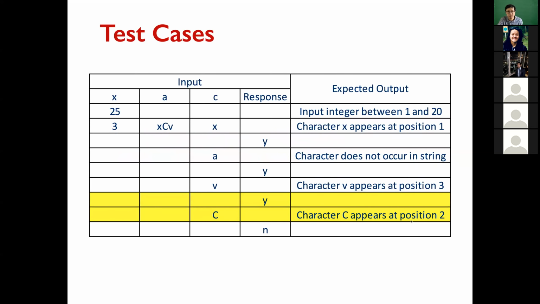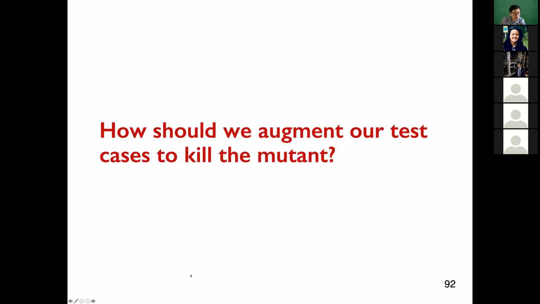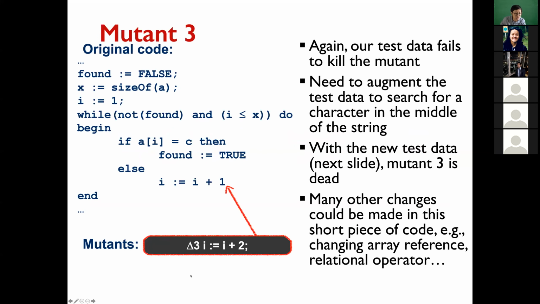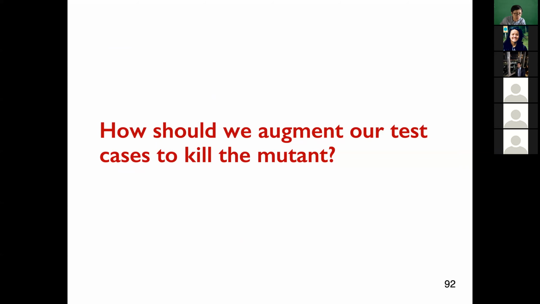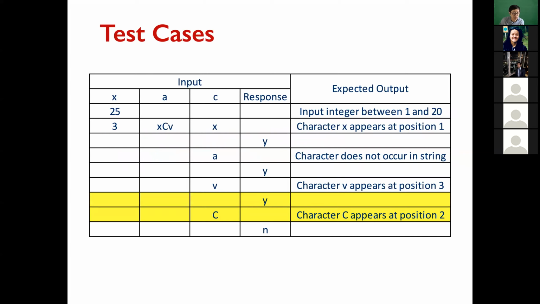So what can we do, right? We can just add another test. We use the same string XCV, but we find C, the second character, right? Then the mutated program will show a different result, because the mutant cannot find the second character, but our original program can find the second character, right? The second character is C. So we update our test case to kill this mutant.